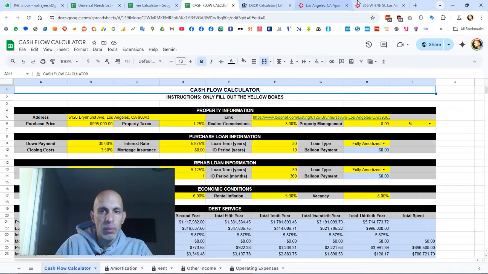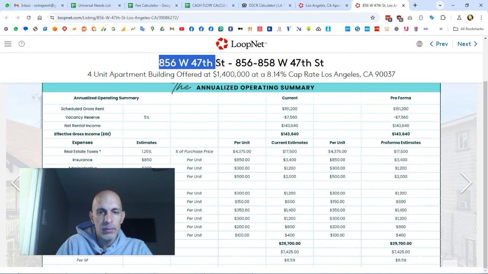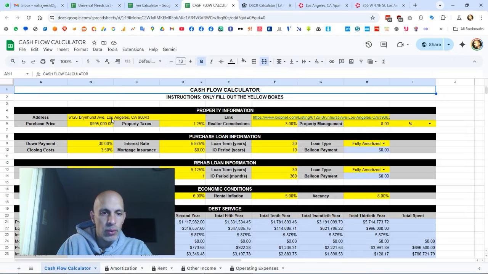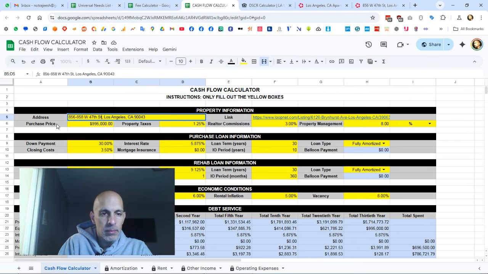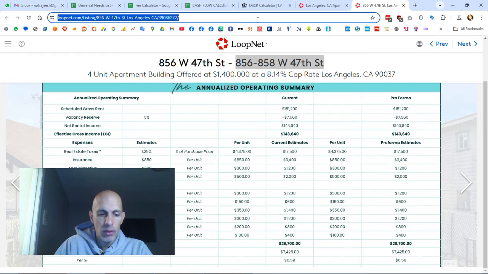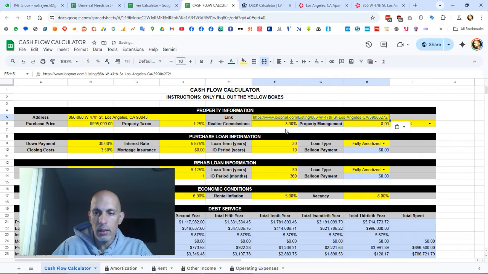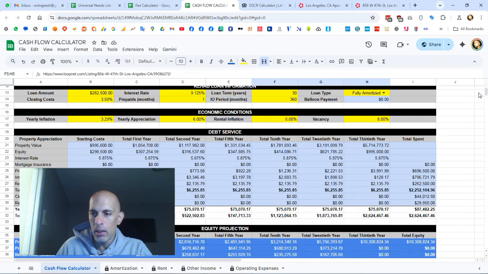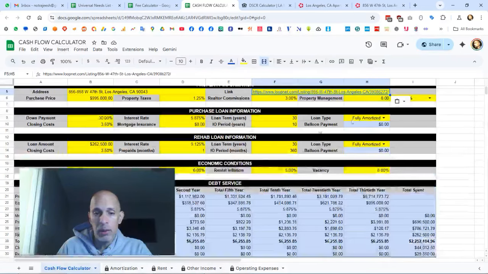So let's see what this property looks like in 30 years. Looks like it's two buildings, 856 and 858. They have two addresses there. And if you look at the zip code here, it's the same property same zip code we analyzed yesterday. So I'm going to use the same economic conditions, which is yearly appreciation and rental inflation. So yearly appreciation is at 6% per year and rental inflation is at 5% per year.